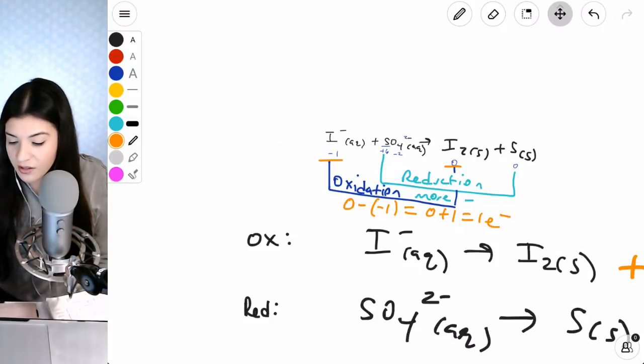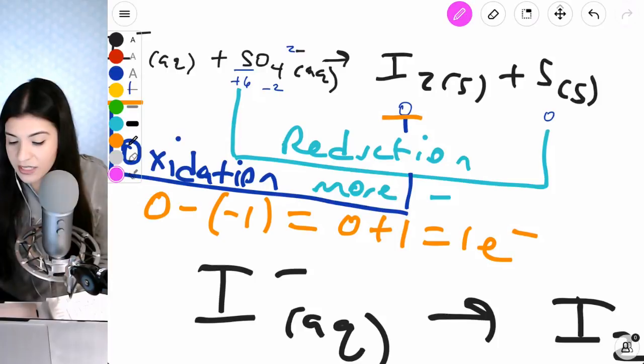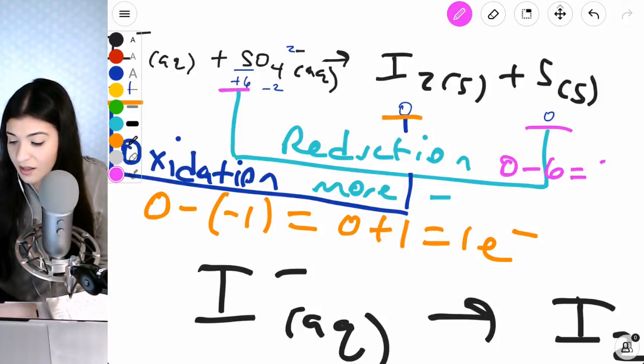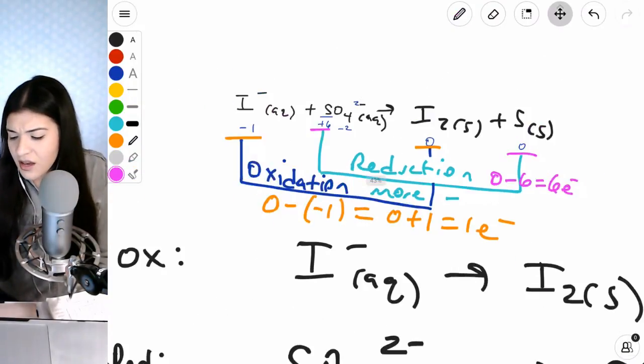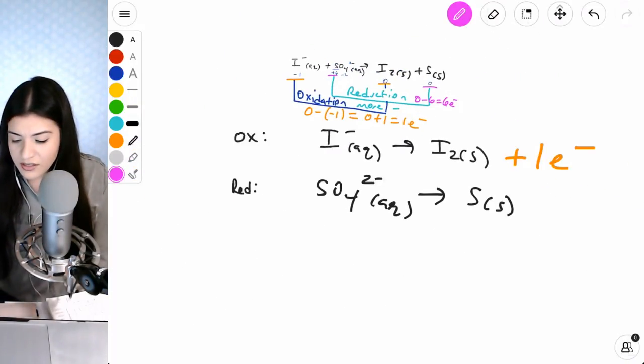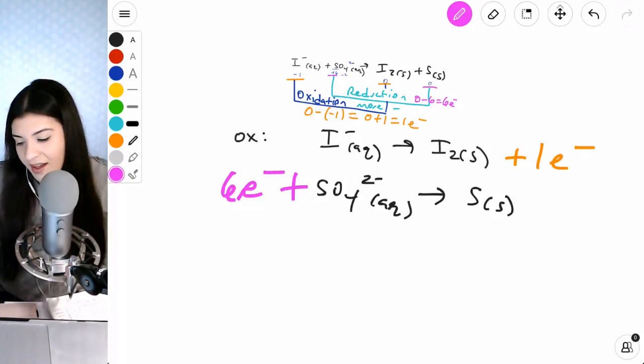And now for reduction, I'm going to look again and see what changed there. So here we have 0 and we went to 6. So from 0 minus 6, that gives us 6 electrons. We don't really care that it's negative. Electrons are negatively charged regardless. So that just tells us that 6 electrons have moved or changed. And then from here, I'm going to add 6 electrons on the reactant side.